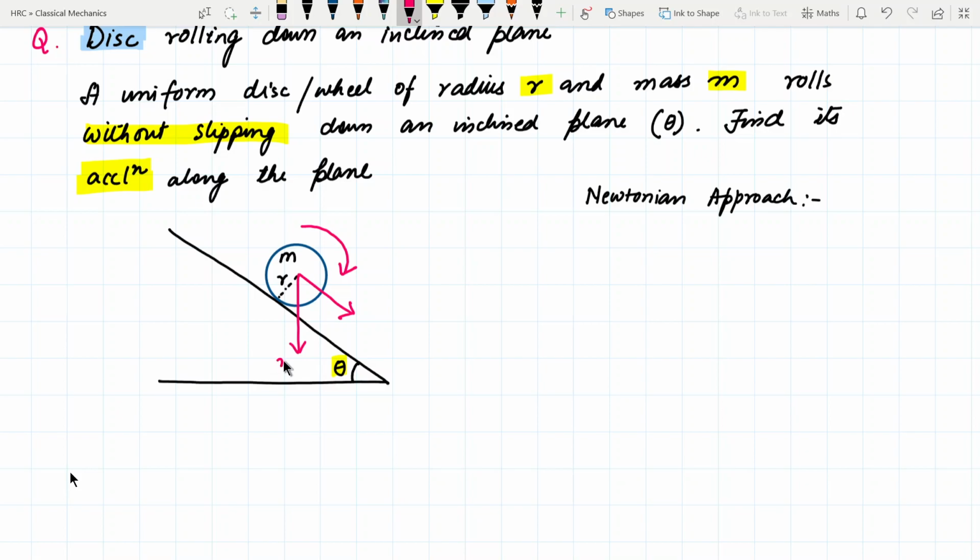So the first force is the gravitational force mg, which acts directly downwards. Now because the object is constrained, the object cannot penetrate this plane. So even though this gravitational force is acting downwards, the disk is not going to travel downwards in a straight line. Because of the constraint of the inclined plane, it is only going to go along the direction of the inclined plane. Therefore we need to find the component of the force along the inclined plane. What is the component of the force along the inclined plane?